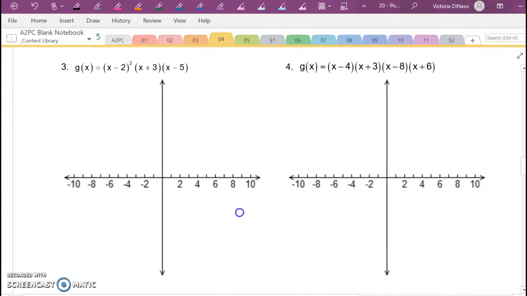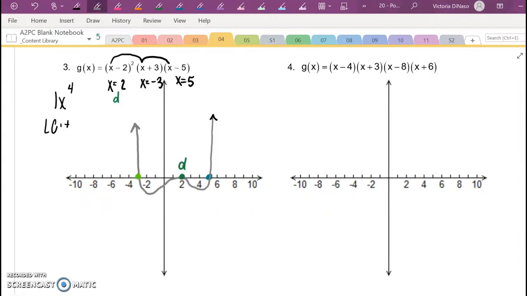Go ahead and try numbers 3 and 4 and pause the video. In number 3, this is the graph of what your number 3 should look like. So we have a double zero at 2, and then we plotted -3 and then +5. From here, my leading coefficient was a positive number because we have x squared, x, and x. So it's the highest degree in each parenthesis. So we have 1x to the 4th. So we started positive, and then we dropped down through the teal. At the green, we touch but don't go over, and then we go through that lime green.